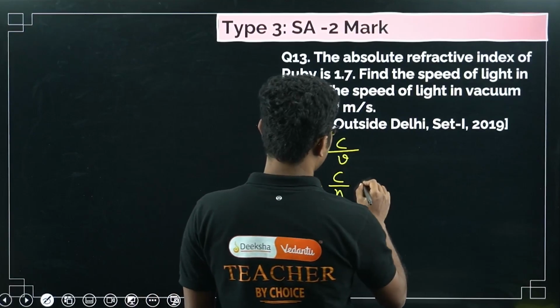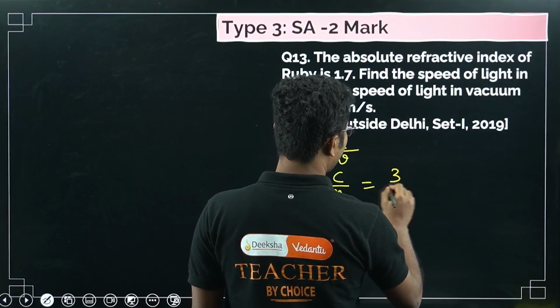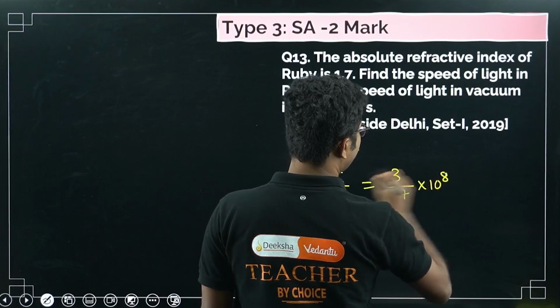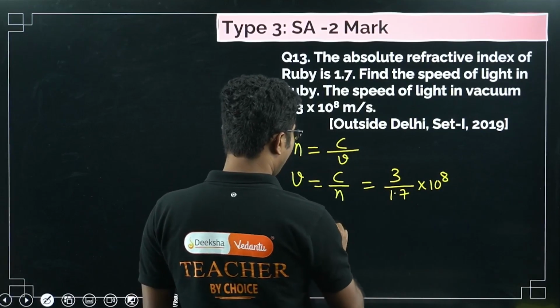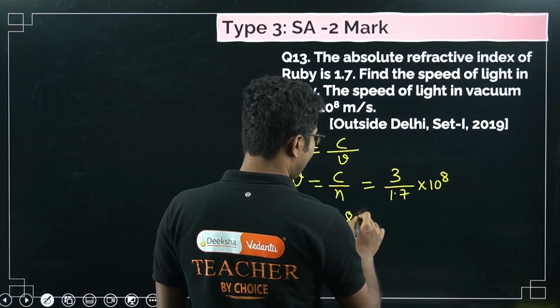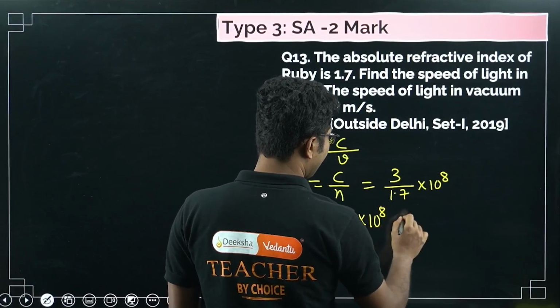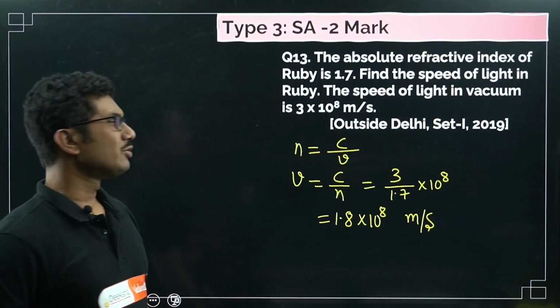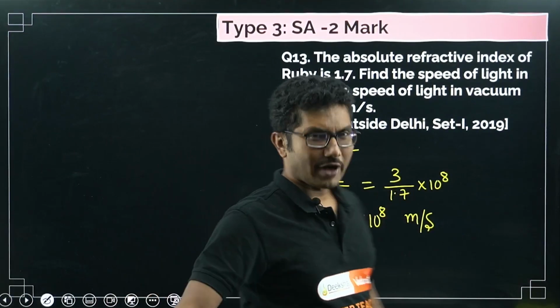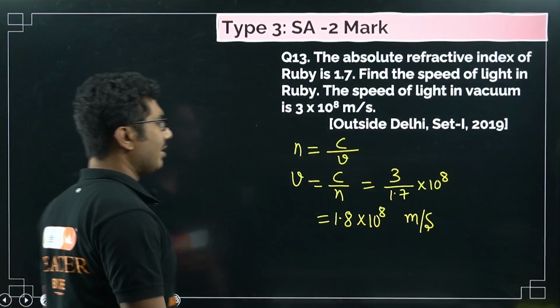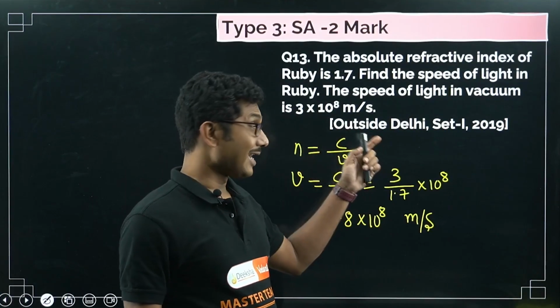So it is 3 divided by 1.7 times 10 to the power of 8. So it will be about 1.8 times 10 to the power of 8 meters per second. It will not be exactly equal to 2, because if it were 1.5 then it would have been 2. It is slightly less than 2.